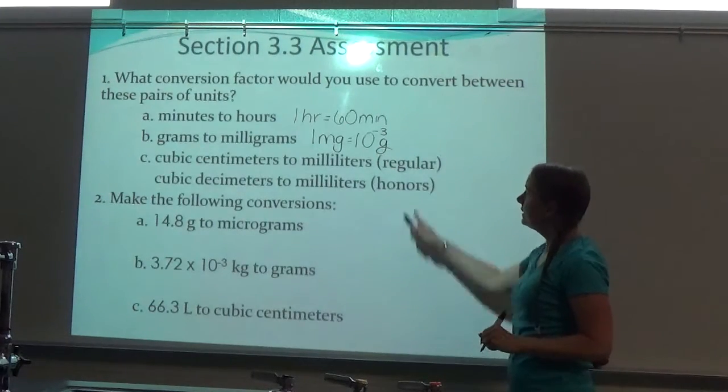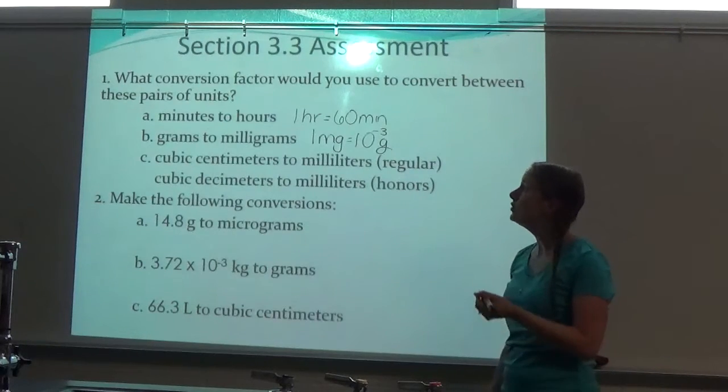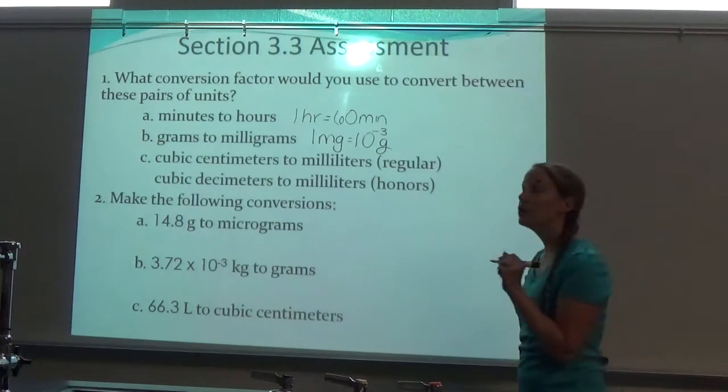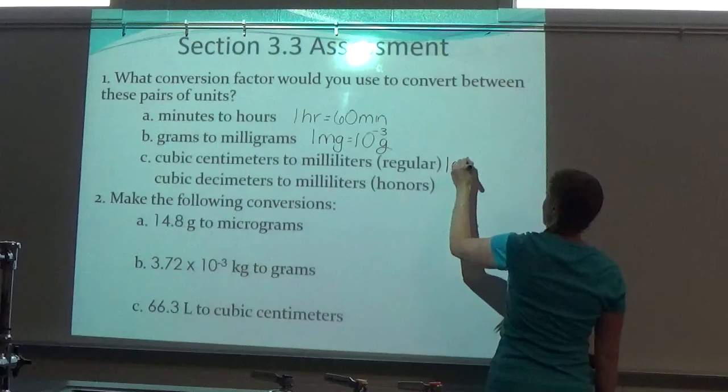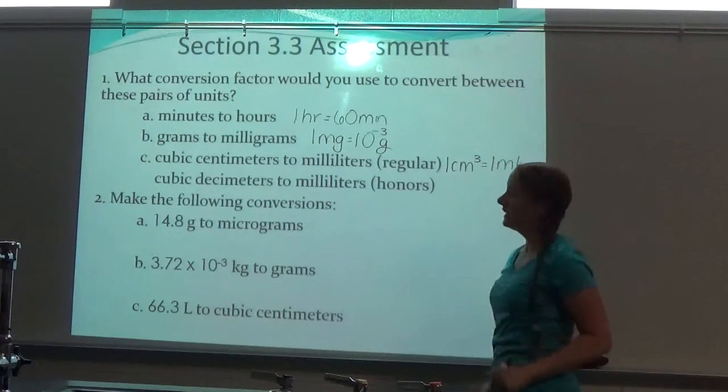Alright, for part C, we're going to do this one because this one's for honors. It says cubic centimeters to milliliters. That's one of your other conversion factors. It tells you that 1 centimeter cubed equals 1 milliliter, like that.